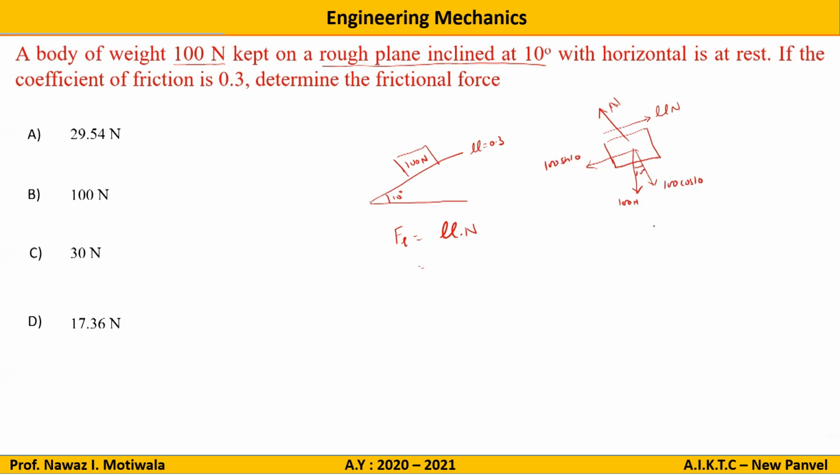If I apply the condition of equilibrium here, I will get N minus 100 cos 10 is equal to 0. So I will get N is equal to 100 cos 10. Just substitute here, therefore I will get frictional force is equal to mu N, that is 0.3 and N we got 100 cos 10. If I solve this, I will get the answer as 29.54. This is option number A. This is the correct one.